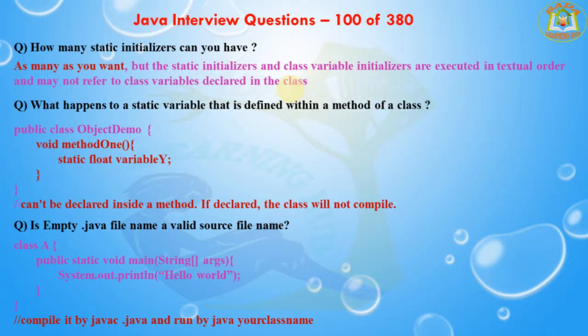The next question is, what happens to the static variables that are defined within the method of a class? Cannot do it. We will get a compile time error. It's not possible to declare static variables inside a method. The static variables are class level variables.